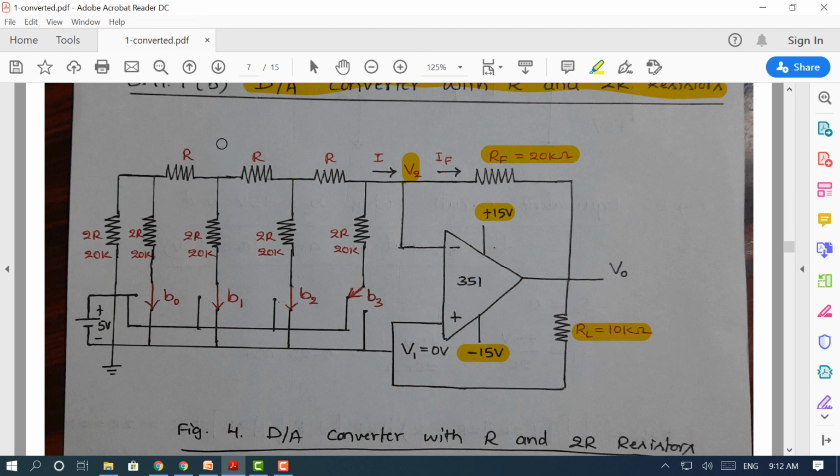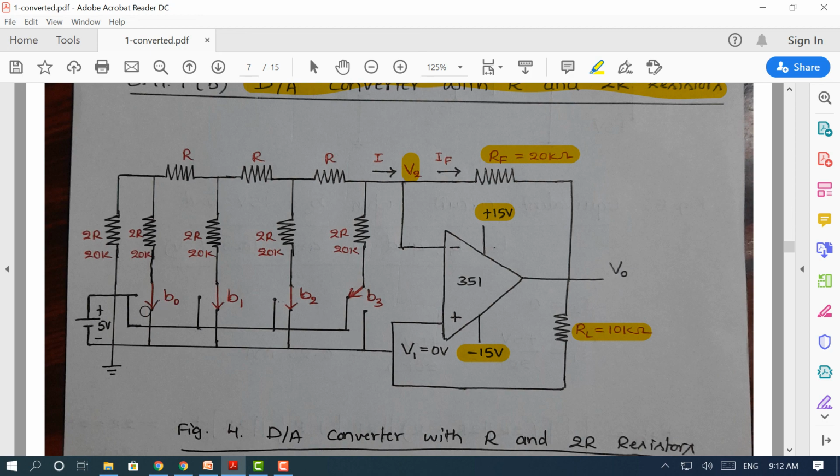And we can observe the resistor combinations here. We have R, 2R, R, 2R. Only two types of resistors are used here. That's why this circuit is more efficient than the binary weighted resistor type digital to analog conversion. Here we assume the 2R value as 20 kilo ohm, therefore naturally the R value will be 10 kilo ohm. Okay, so this is where the input digital data can be applied.